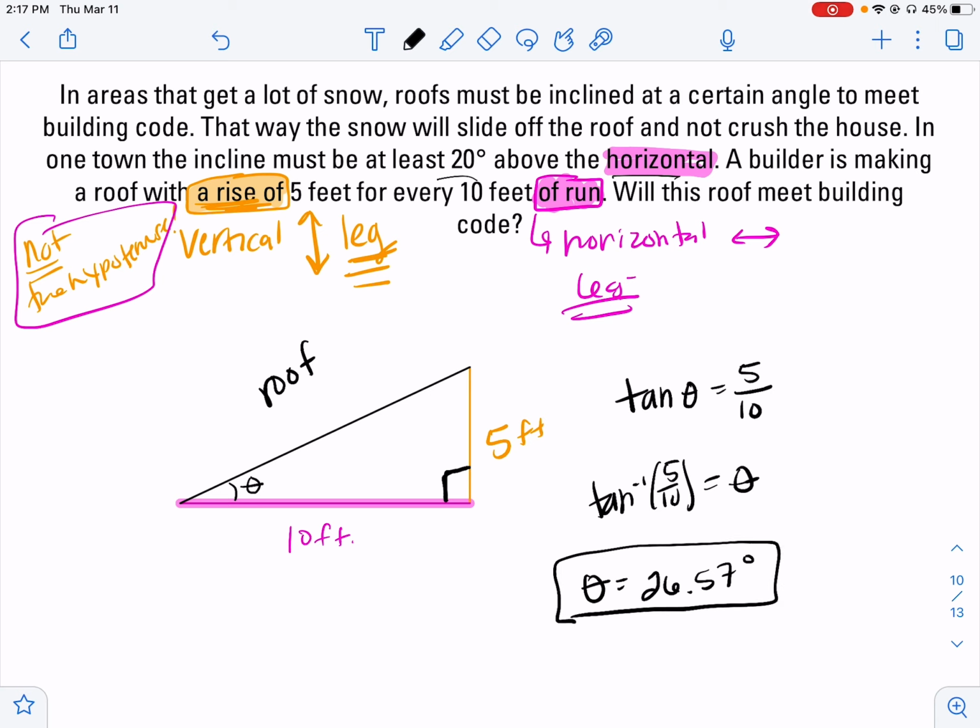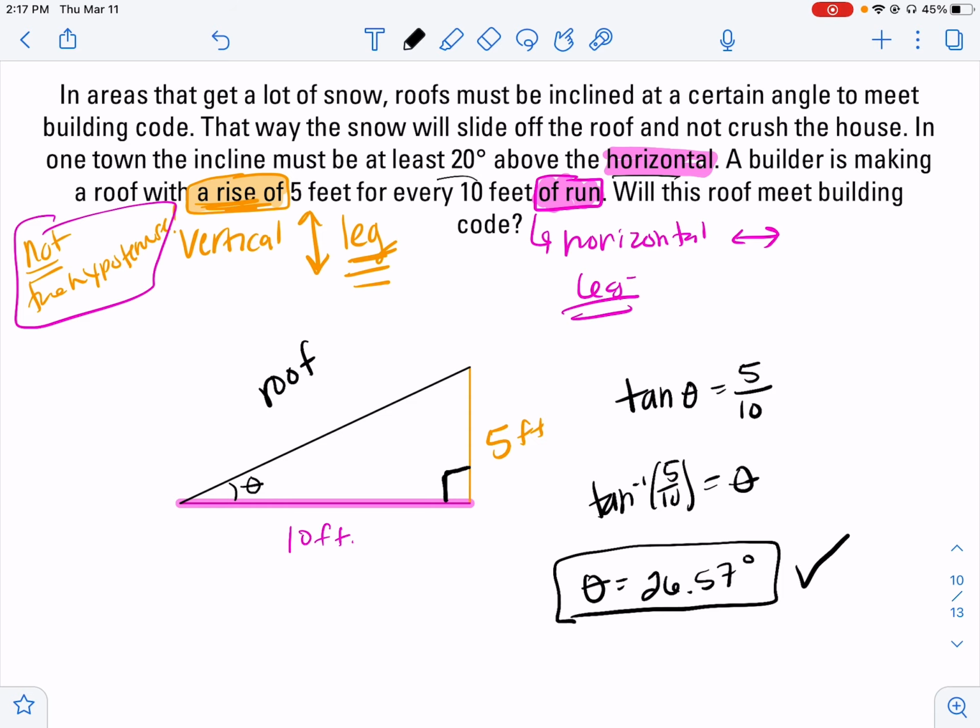Now, once again, we're doing applications. You can solve the problem, but you always make sure: did you answer the question? So the question here says, will this roof meet the code? So I go back and say, okay, what is code? The incline must be at least 20 degrees. At least means that it has to be 20 or larger. And sure enough, this is. So we would actually say, yes, this one does meet code.